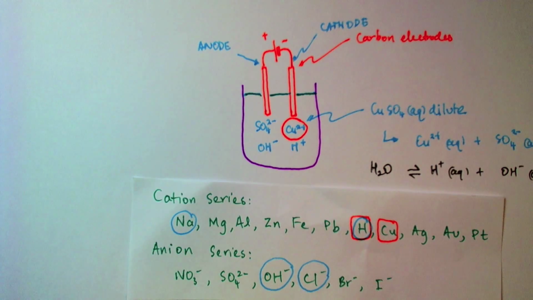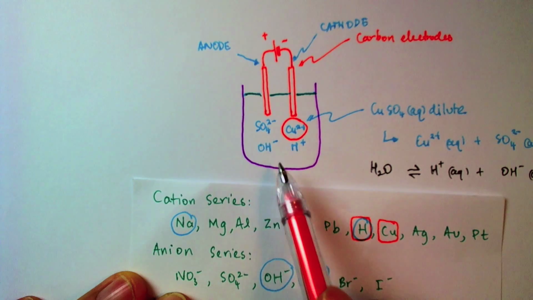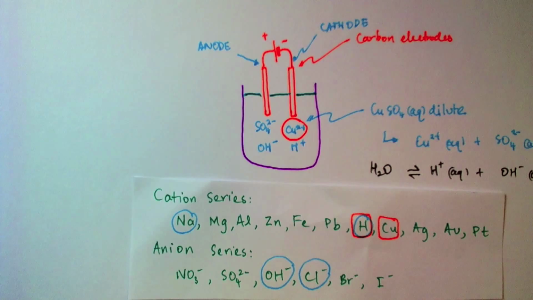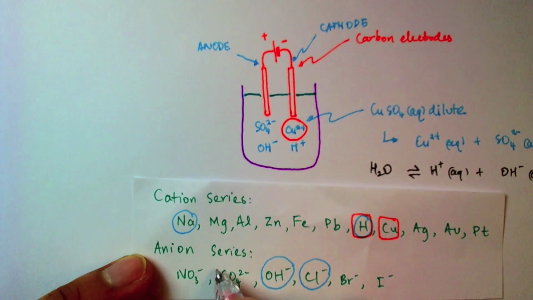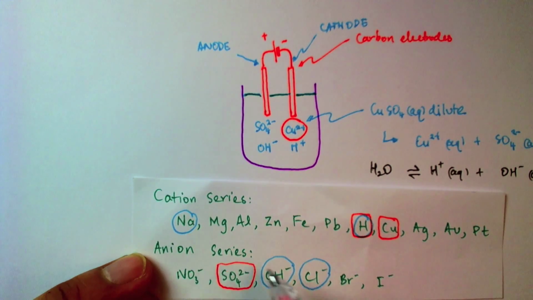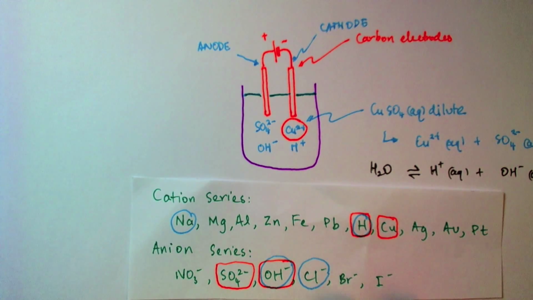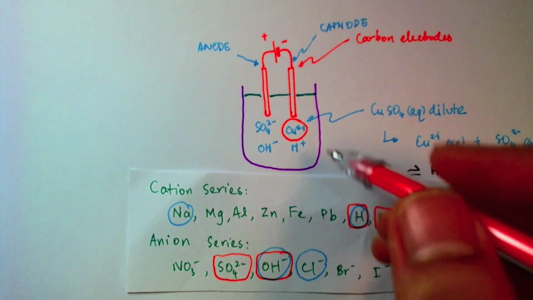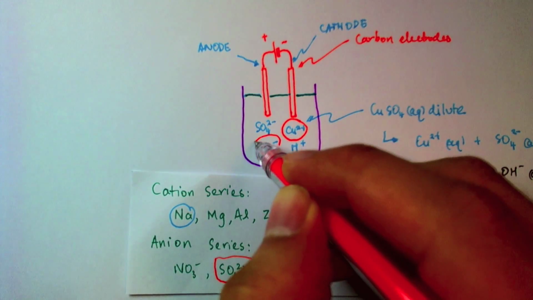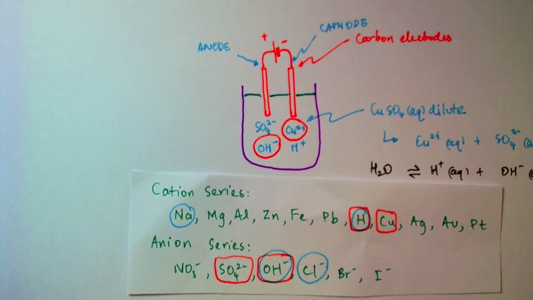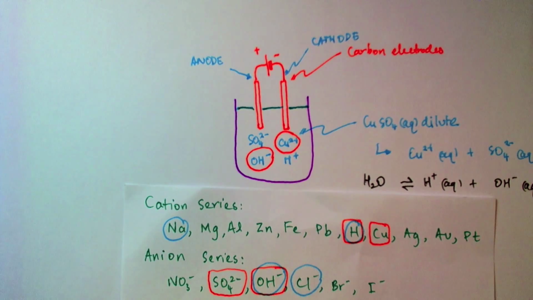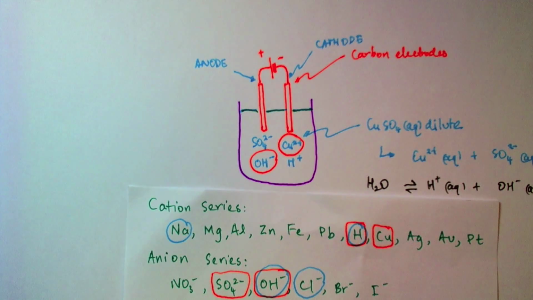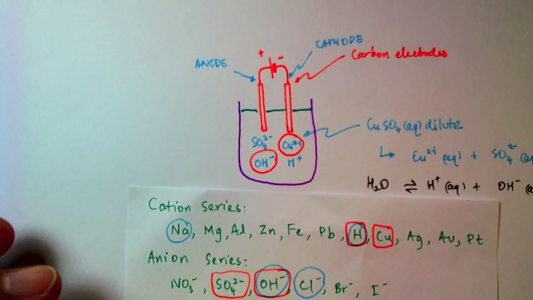And at the anode, I have sulfate and hydroxide ions. Here they are. I have sulfate and hydroxide. And so hydroxide ions will be discharged because it is less reactive than sulfate. So let's go ahead and write the half equations.